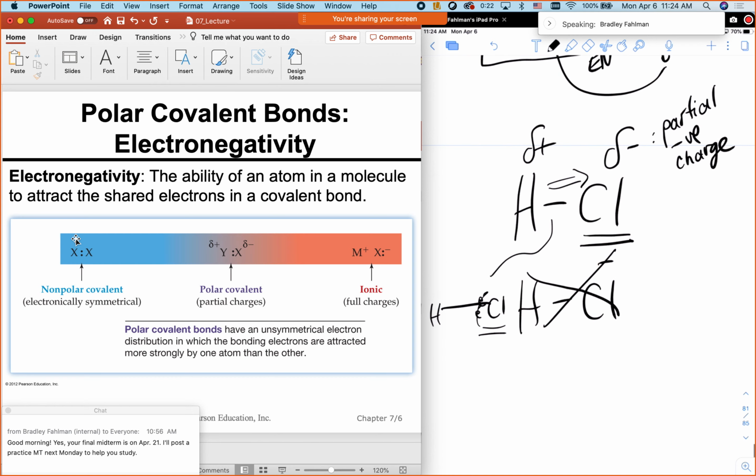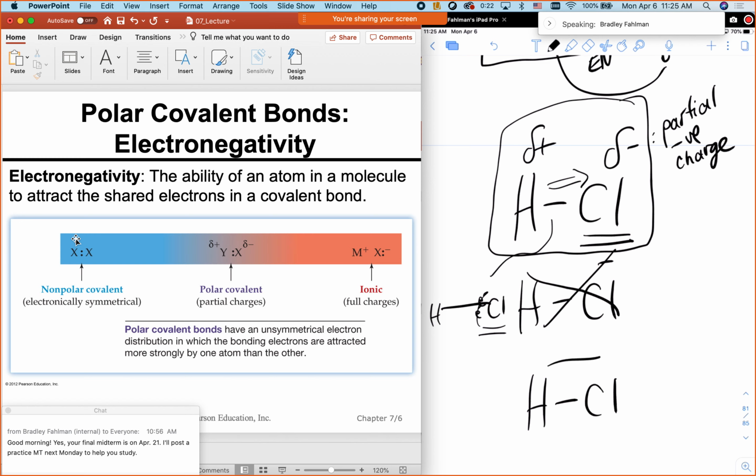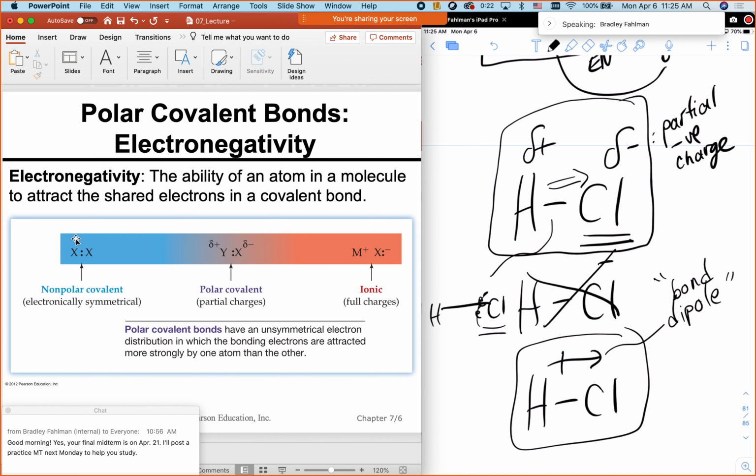That's one way we can indicate the charge of this molecule, or the movement of electrons in the molecule. Another way is to indicate it with little dipoles. We would say this. This is another way to say that electrons are being moved. This is called a bond dipole, and it always points to the more electronegative atom in the bond.